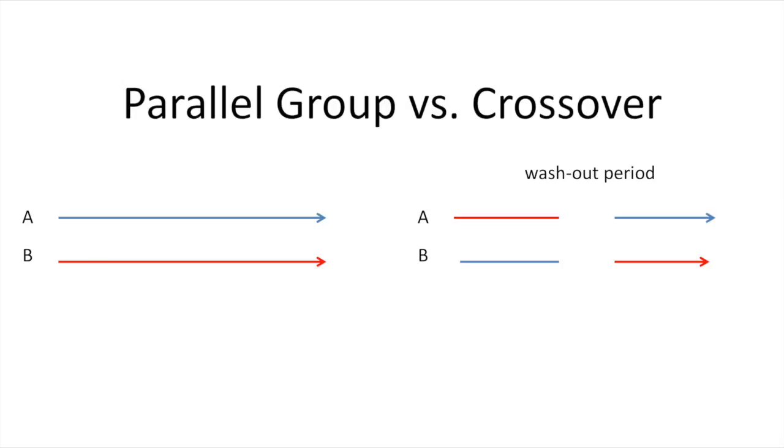There are 2 possibilities. On the left side, we have the usually used parallel group design, which means Group A receives the blue treatment, Group B receives the red treatment. On the other side, we have a crossover design, which means Group A first receives the red treatment and then the blue treatment. On the other side, Group B first receives the blue treatment and then the red treatment. Usually, there's a washout period between to avoid any carryover effects of one of the treatments.